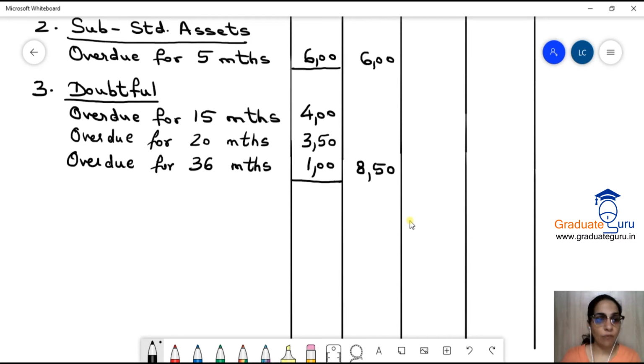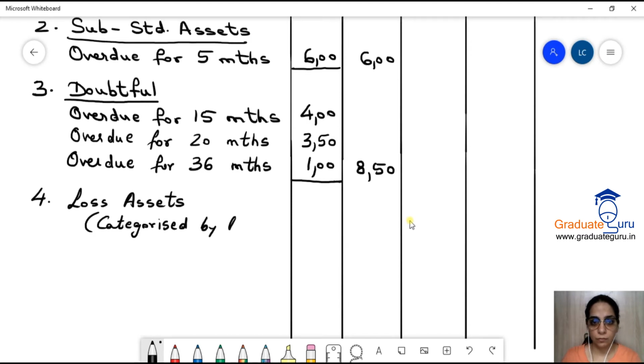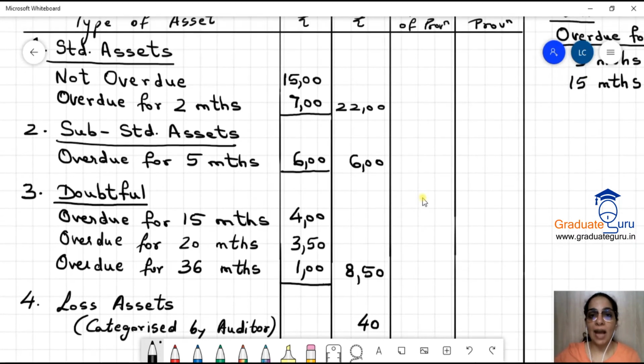Okay, and then our fourth category is loss assets, जहाँ पर it is already given to us. So here, categorized by auditor, and I'll directly write it in the outer column because there is no breakup over there. So my loss assets are 40 lakhs. Okay. So we have already classified our assets.